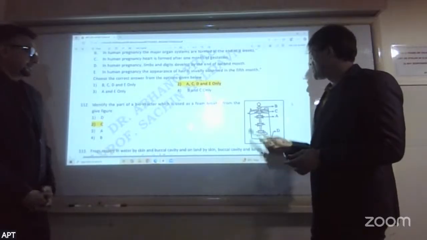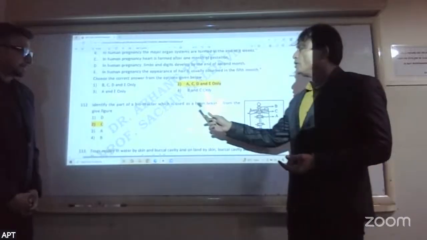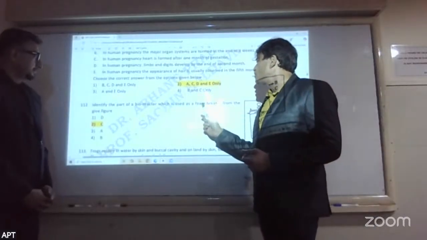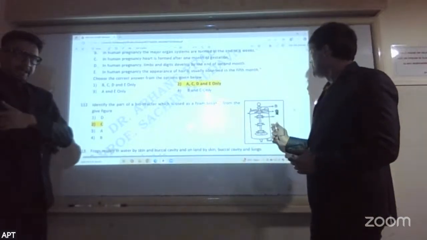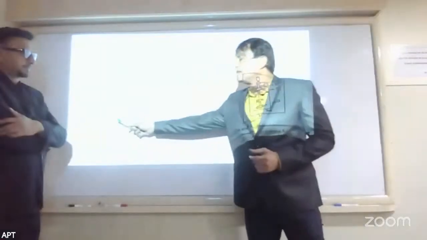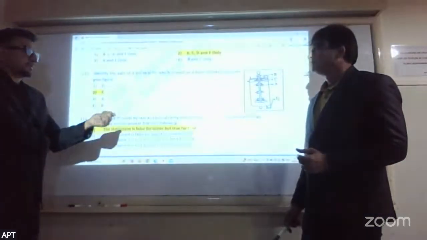Next, 112, they have a diagram from biotechnology of a bioreactor. They have labeled it, and you have to answer which is used as a foam breaker. Foam breaker, if you see the diagram, it is C, which is labeled as foam breaker. So our answer is 2. I think, or micro? No, this is biotech.